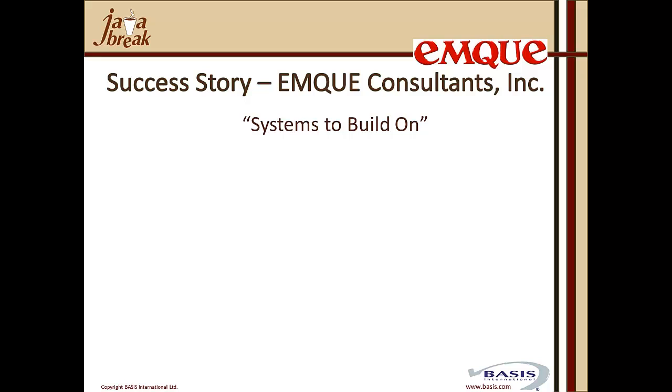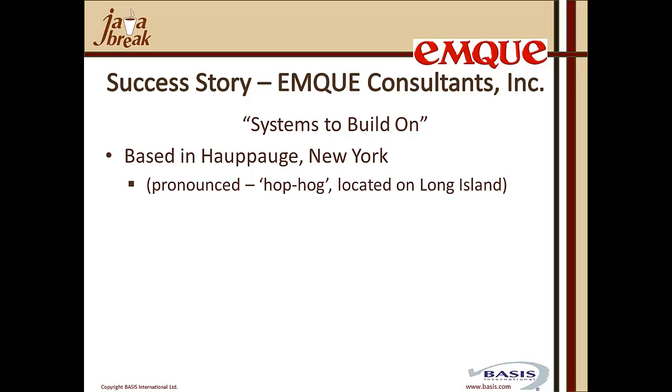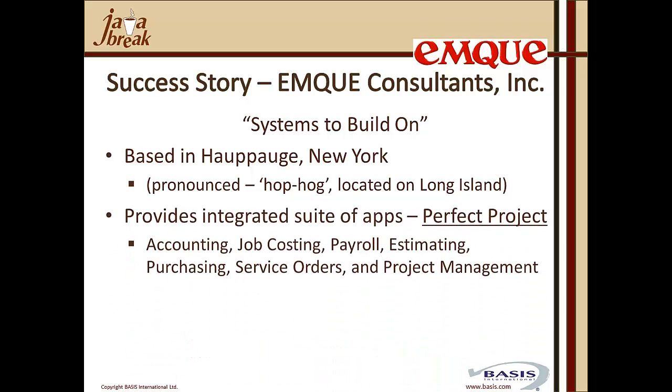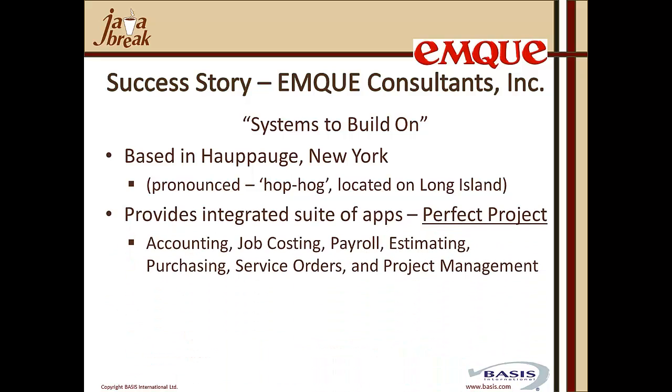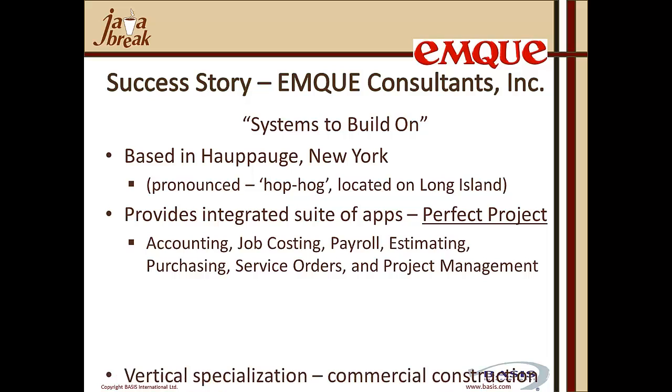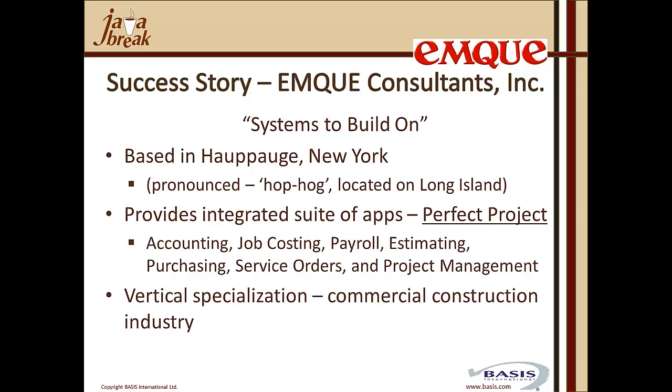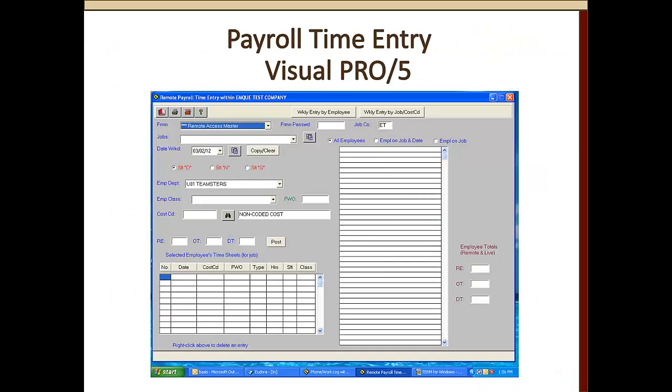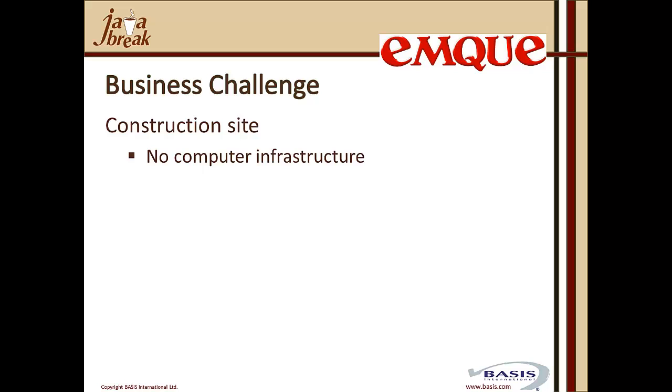So let's give you some more background to EMQUE. As their motto says, systems to build on. They're a construction-based software company based in Hauppauge, New York, located on Long Island, providing an integrated suite of applications which they customize for their various clients based on their accounting, job costing, payroll, estimating, purchasing, service orders, and project management software. Their vertical specialization is on the commercial construction industry, and this is what their Visual Pro 5 app looks like. This is the payroll time entry screen, and you'll see an iPad version of that in a minute.